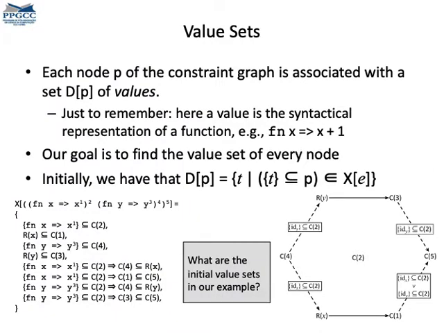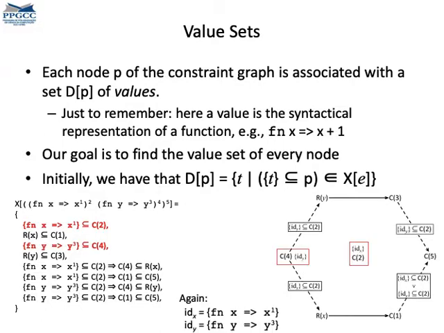We shall be associating each vertex with a value set. The value set contains the functions that can be stored in that variable or label. The goal of the algorithm is to find all the value sets in every vertex. We have value sets for the constraints that contain constants on the left side. In this example, we have 2 such constraints. Then we will add fn of x is x to the value set of C2 and fn of y is y to the value set of C4.